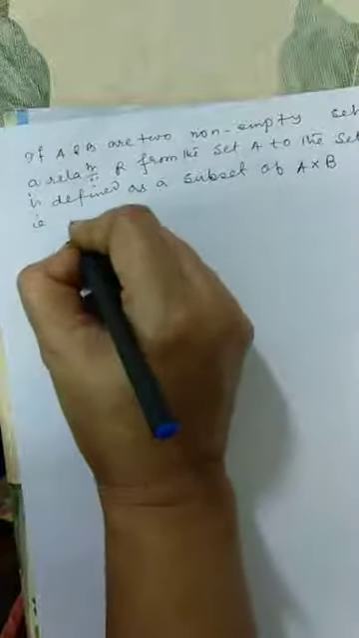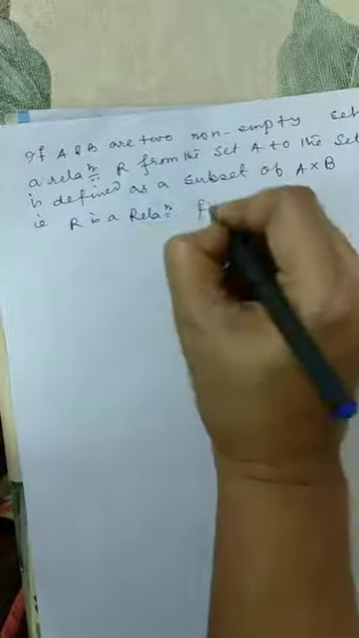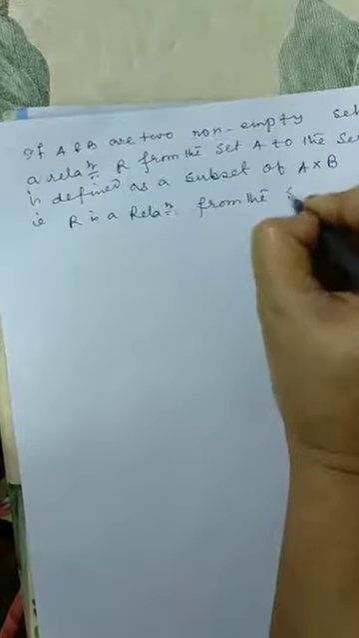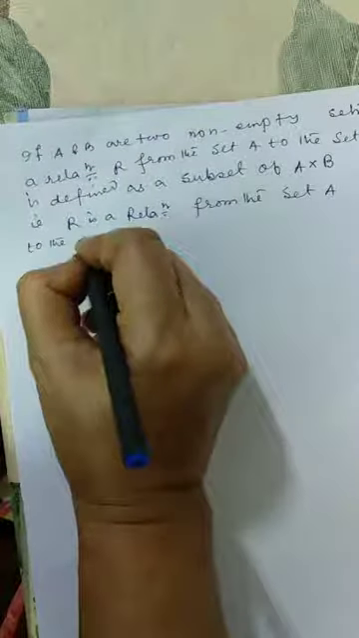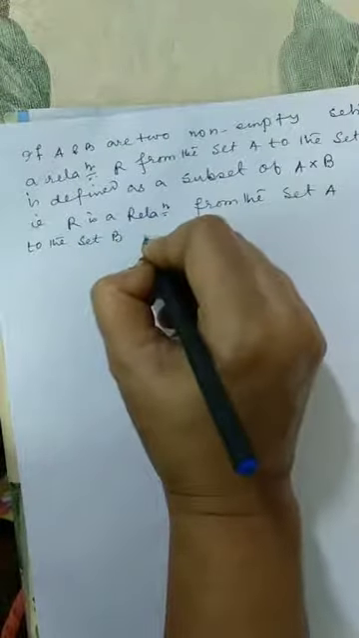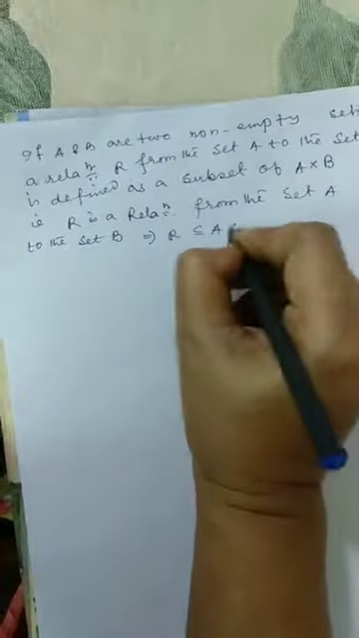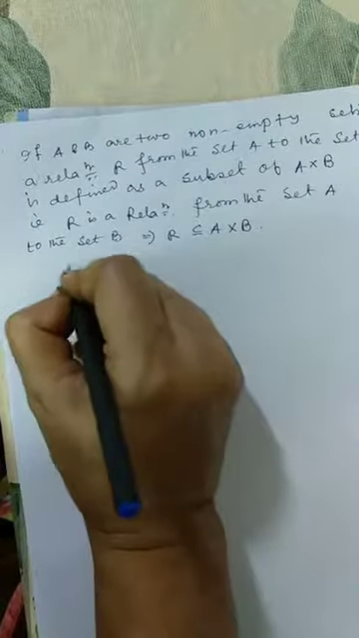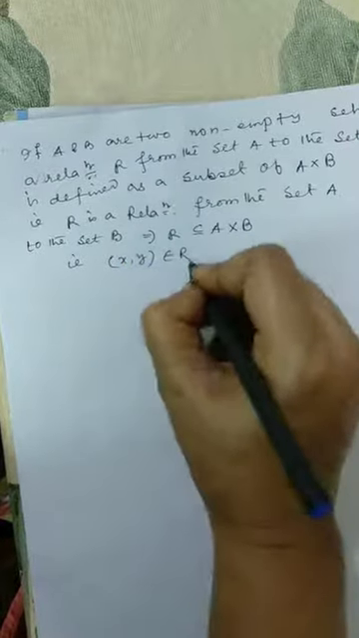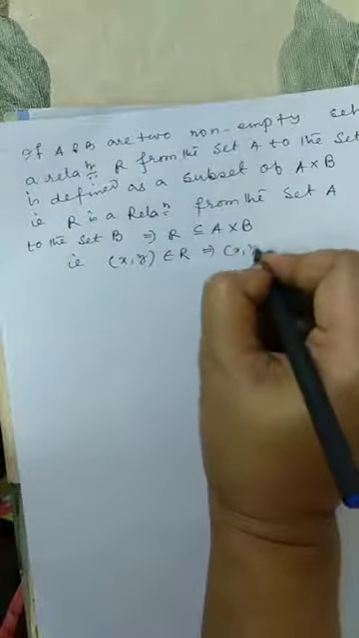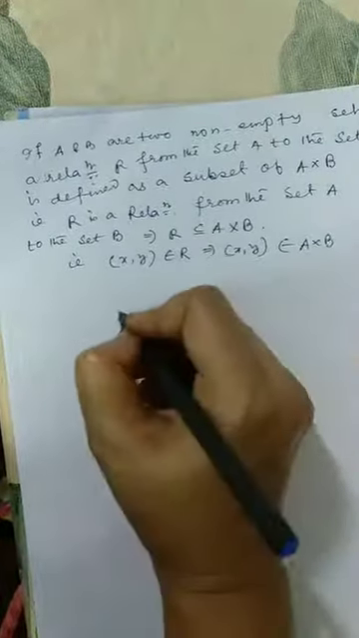That is, R is a relation from the set A to the set B. This implies R is a subset of A cross B. That is, (x, y) belongs to R implies (x, y) belongs to A cross B.